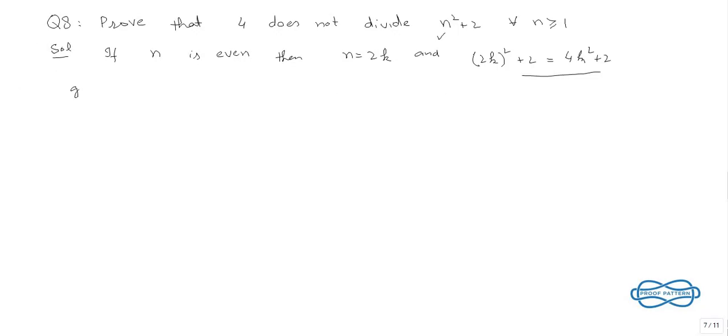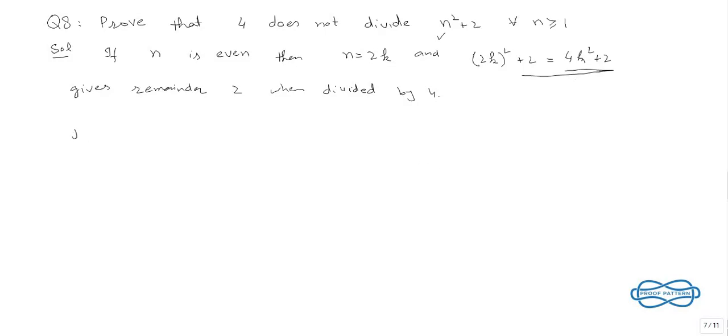it gives remainder 2 when divided by 4. So actually in this case, when n is even, the whole expression is not divisible by 4, because it is not giving remainder 0.